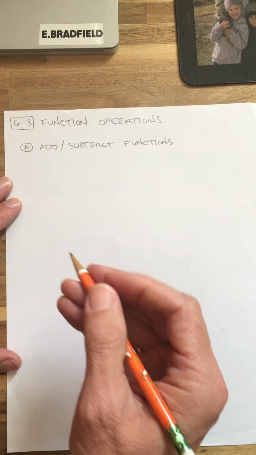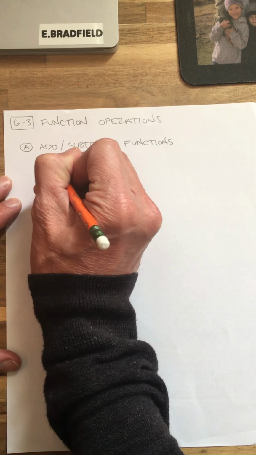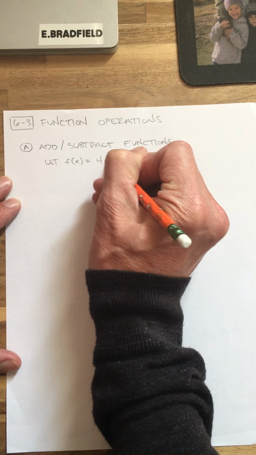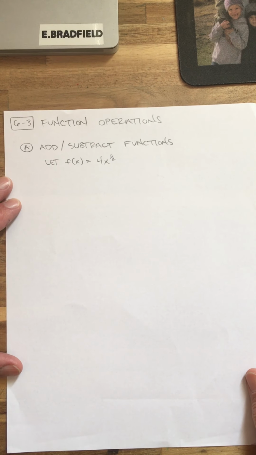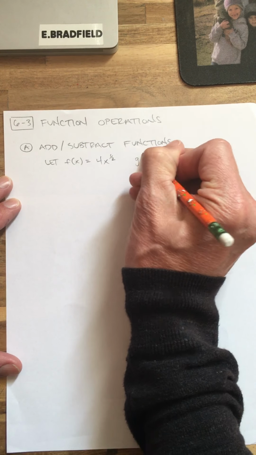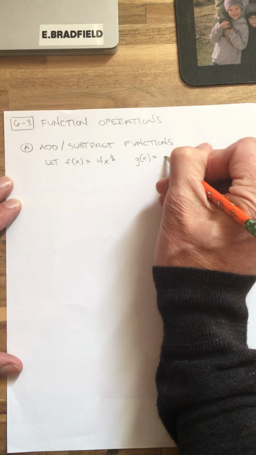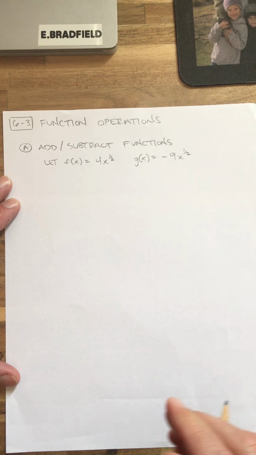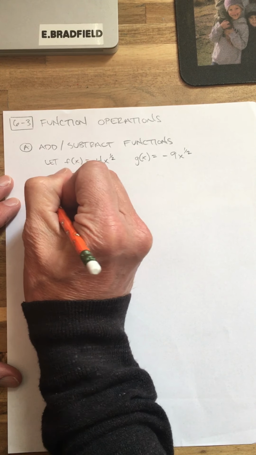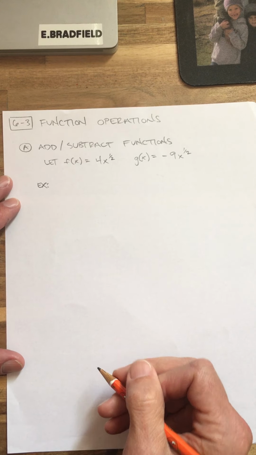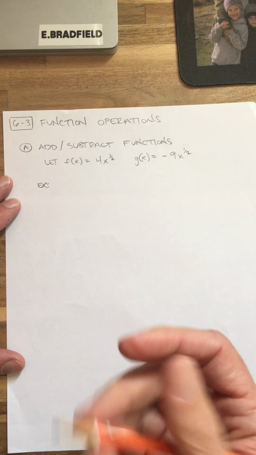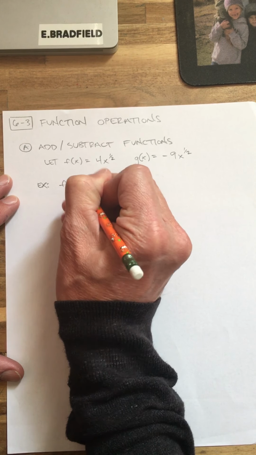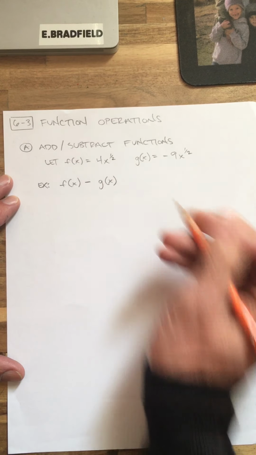The first functions that we're going to add, we're going to let f of x equal 4 times x to the 1/2, and we're going to let g of x equal negative 9x to the 1/2. All right, so let's go ahead and do an example. When we're adding and subtracting functions, let's just do subtraction because I think subtraction usually gets tricky. So let's do f of x minus g of x.